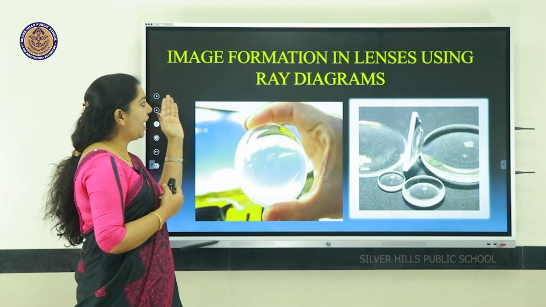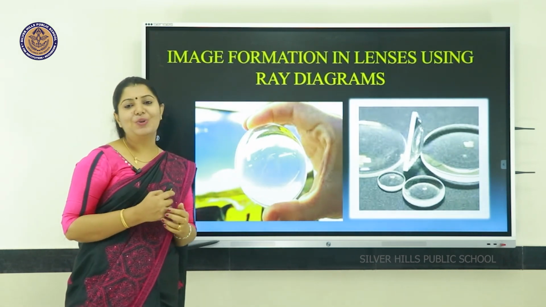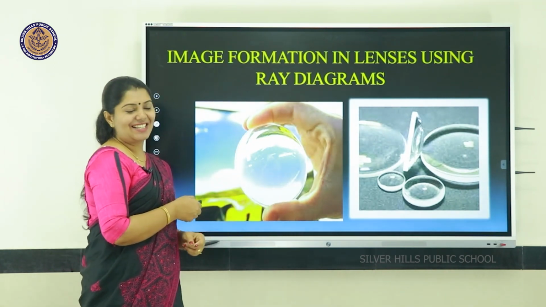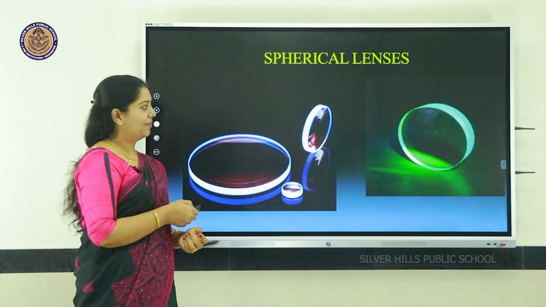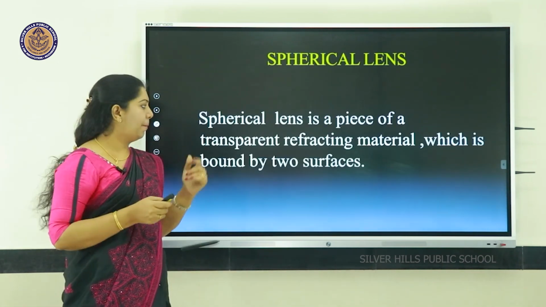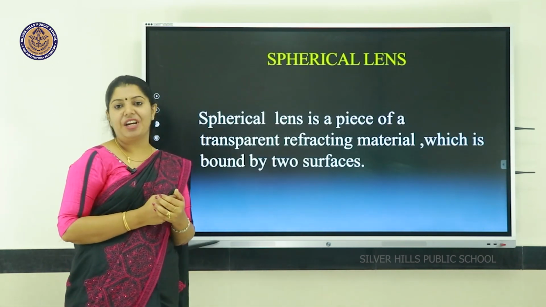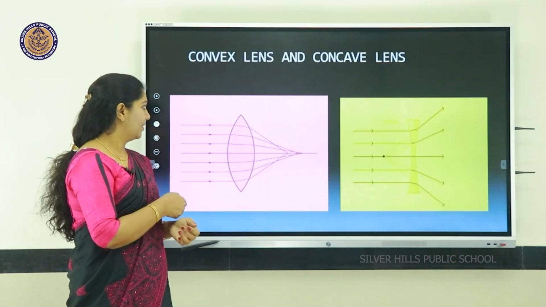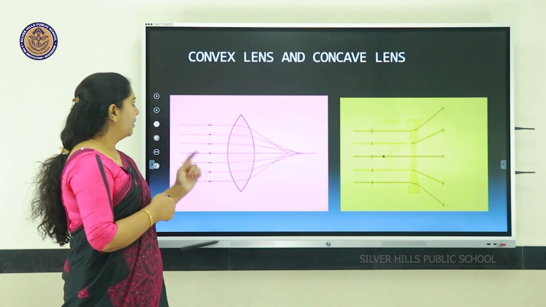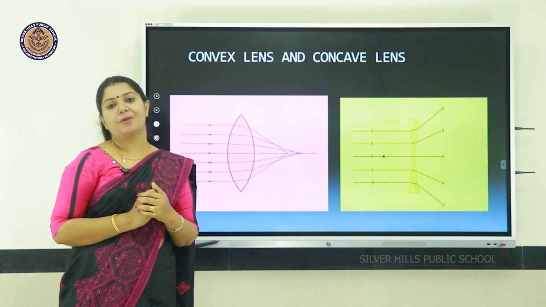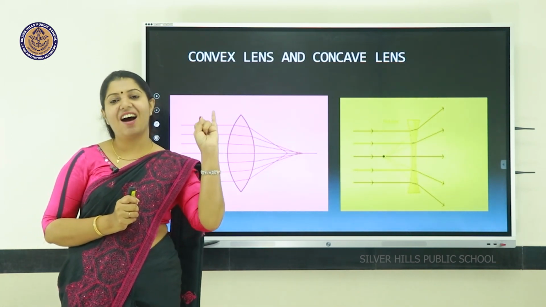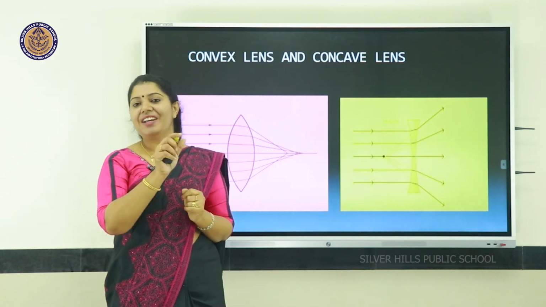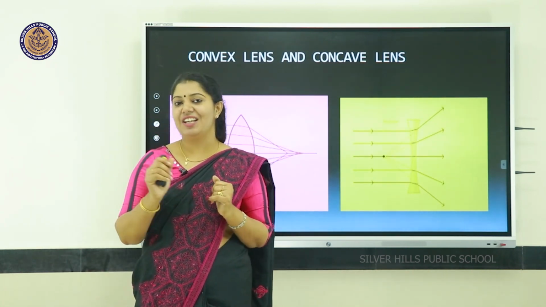Next topic, image formation in lenses using ray diagrams. These are lenses, spherical lenses. A spherical lens is a piece of a transparent refracting material which is bound by two surfaces. There are two types of spherical lenses, convex lens and concave lens. First one is convex lens. Convex lens is also known as converging lens.